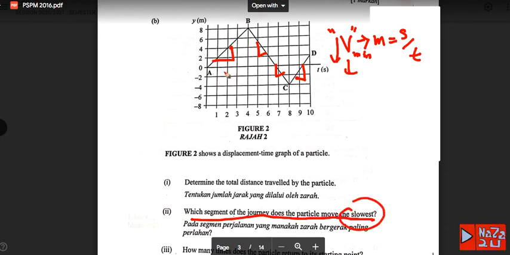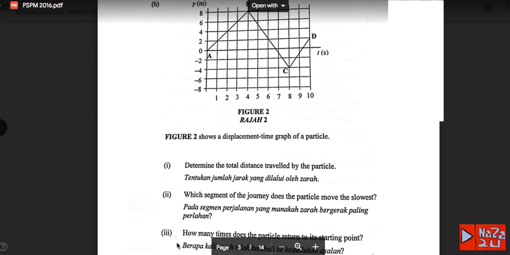So which part? If you calculate for AB, BC and CD, the gradient of the part from A to B is the minimum, or the smallest value of v. So meaning the segment of the journey in which the particle moves the slowest is from A to B. Alright.